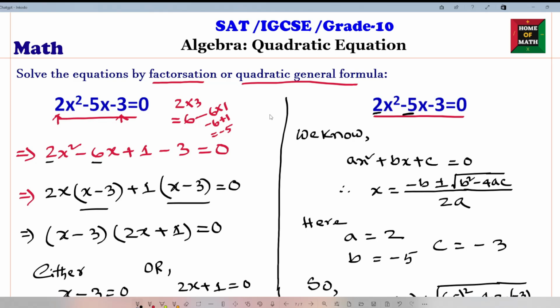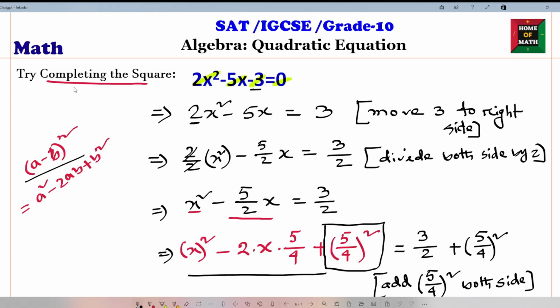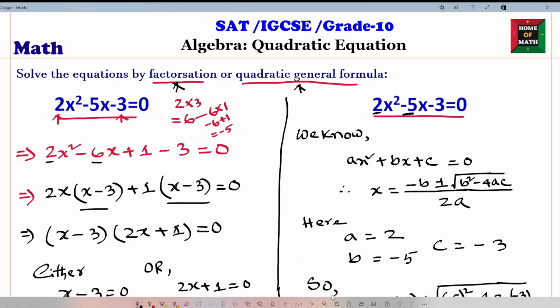So we already solved this equation by 3 methods in 2 videos. In these videos we are trying to solve by factorization and the quadratic general formula, and in the last video we tried to solve by the completing the square method. It would be good if I could make this in the same video, but the video will be large and you will find it complex. So 2 videos, 3 methods.